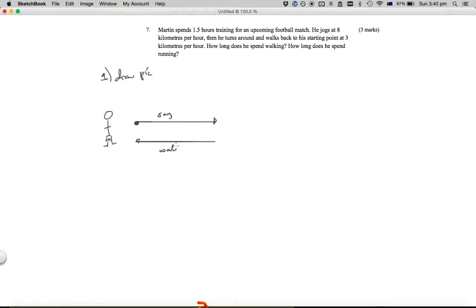Walk. So what's the same? Well, the distance in both cases, and different. The speed's going to be different at 8 kilometers per hour versus 3 kilometers per hour. And the other thing that's going to be different is going to be the time.